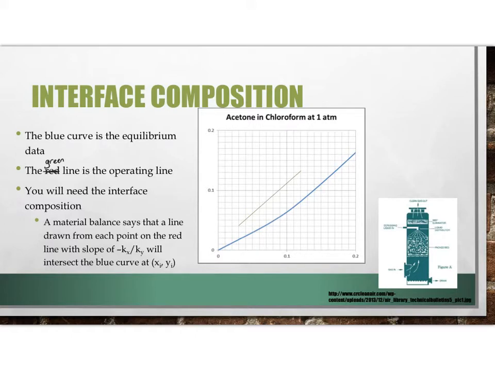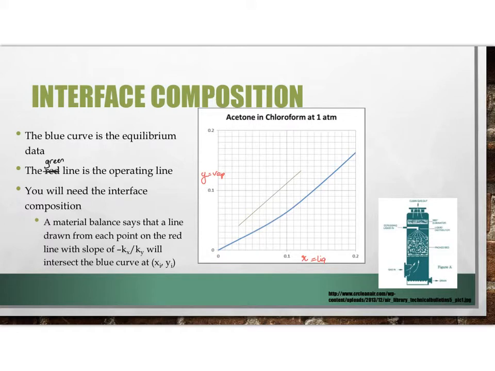This is what you might develop from, say, thermodynamics, or you've measured this, or you found a data table in the literature. So that's the equilibrium curve for a system. Now, my axes here are the x-axis and the y-axis, where x is the liquid phase composition and y is the vapor phase composition. The green line is the operating line.